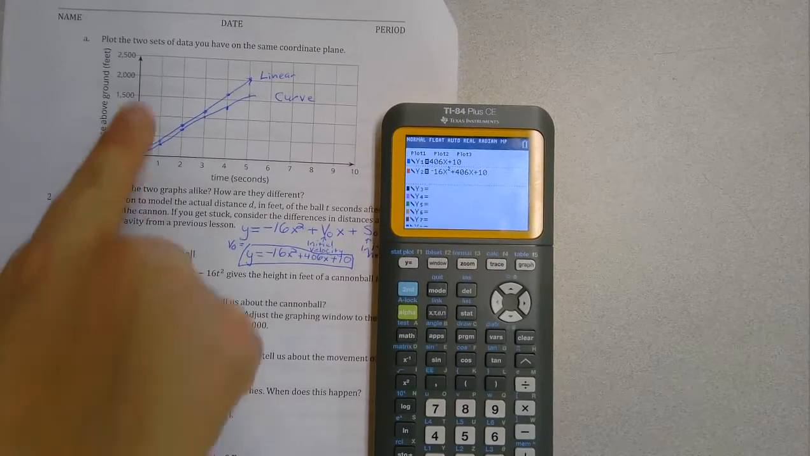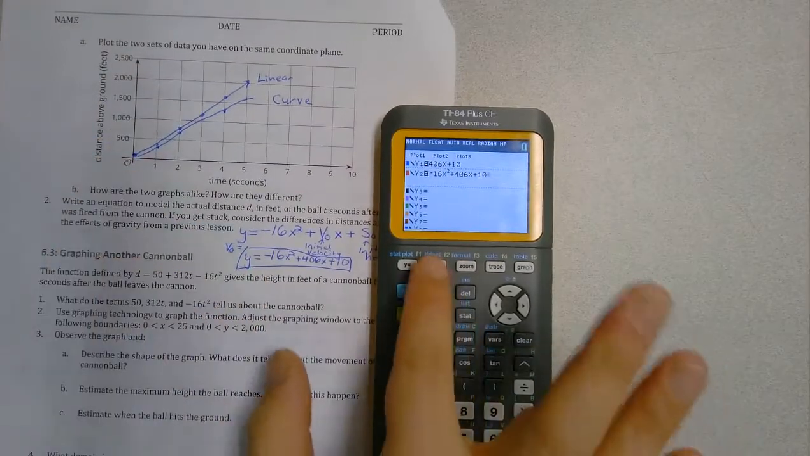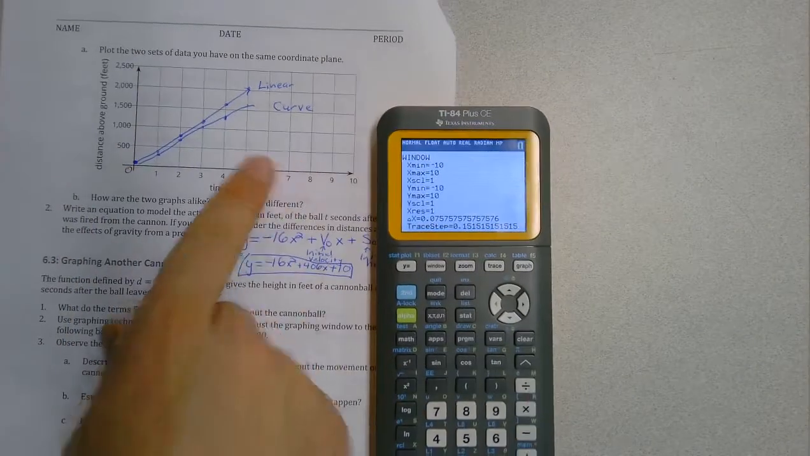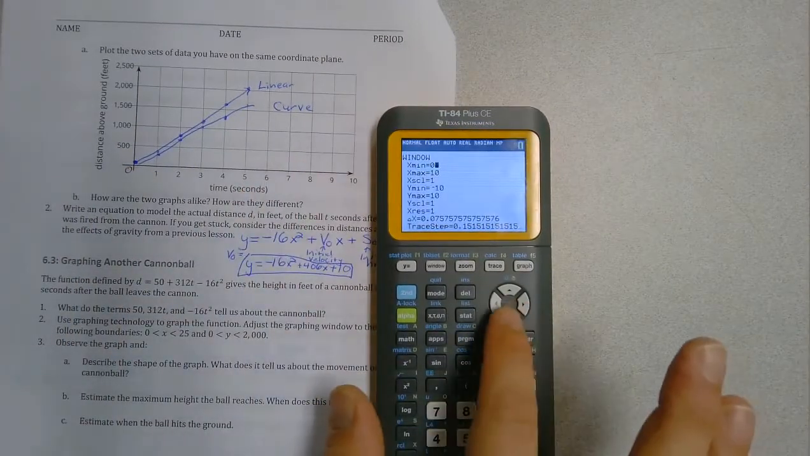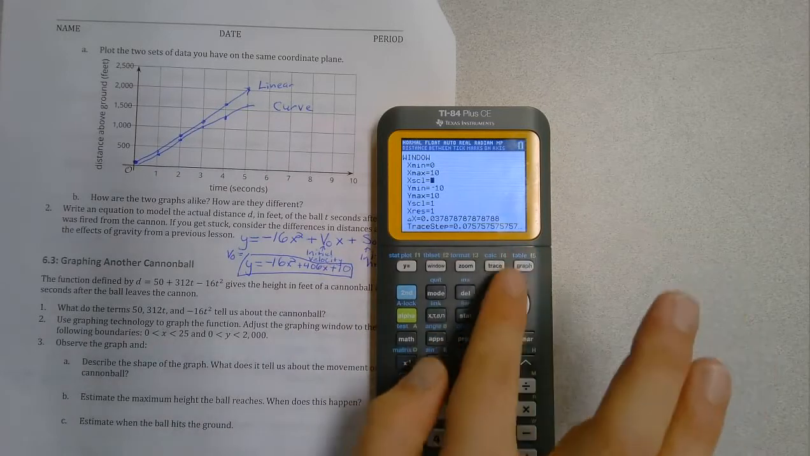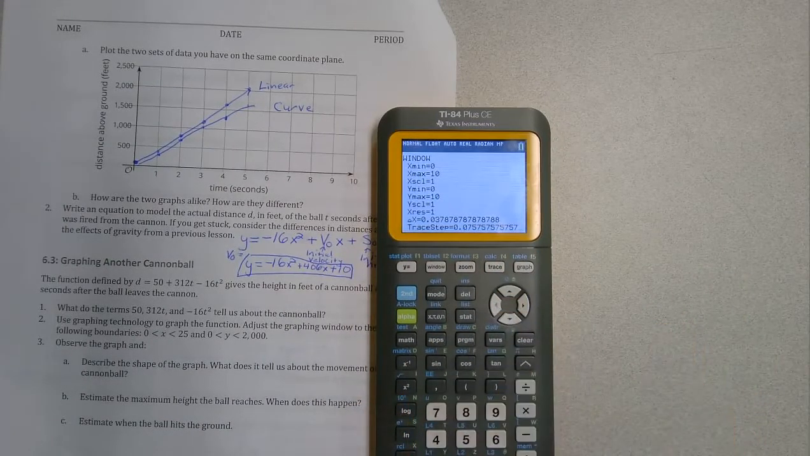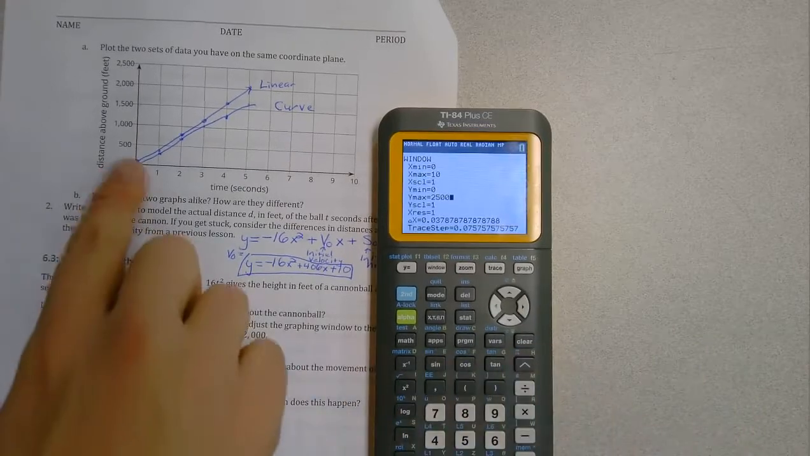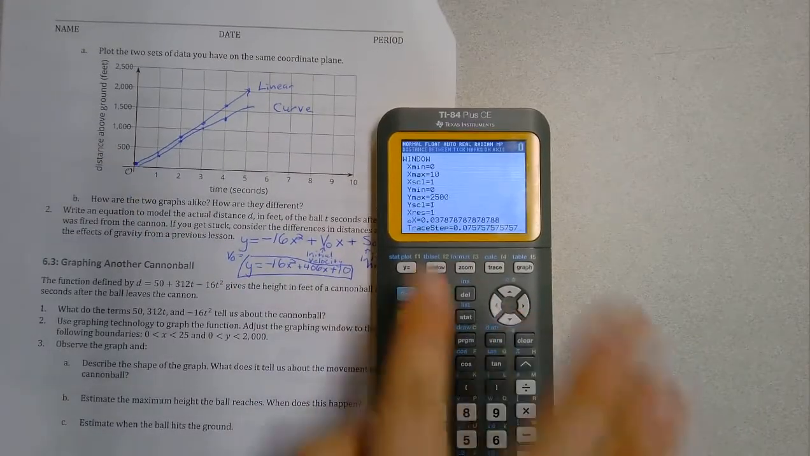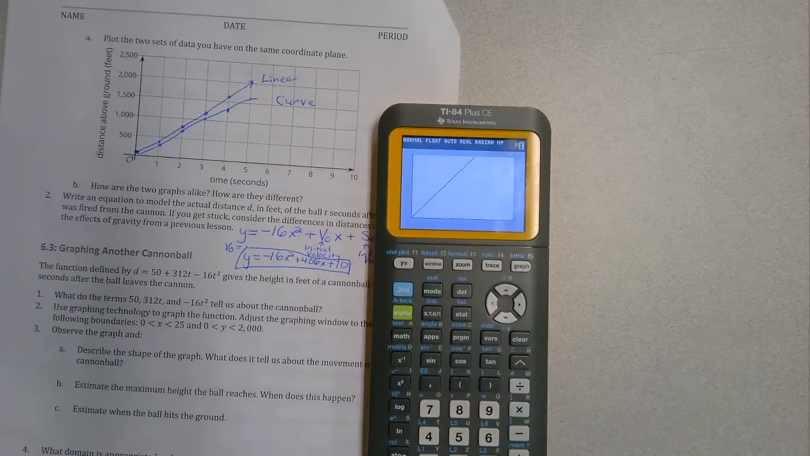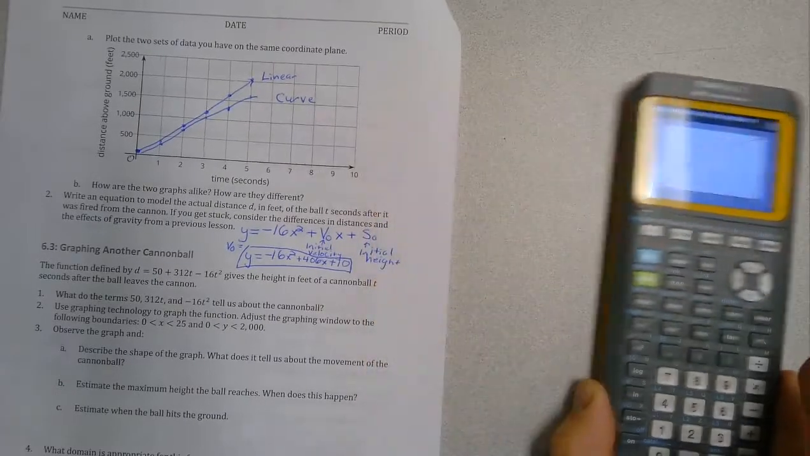Now we need to change our window to match here. So I'm going to go to window. The x minimum, we're going to go from 0 to 10 seconds, and we can count by ones. The y is 0 to 2,500, and we're counting by 500. So change this y scale to 500. Press graph. And again, the first one's linear. The second one we can see curving off.